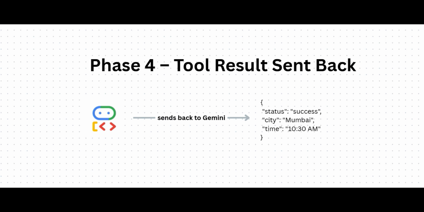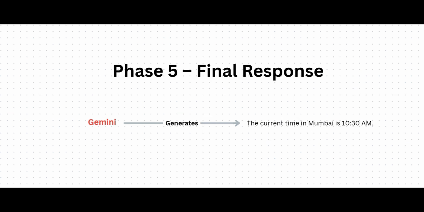Then the agent sends this tool result back to the Gemini model. Again, the agent is acting as a mediator. And now the Gemini model takes the tool result and converts it into a natural language response, like the current time in Mumbai is 10:30 a.m. This final response is then sent back to the user through the agent, and the cycle completes.